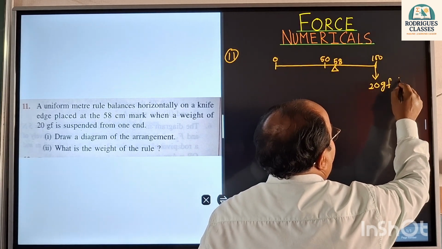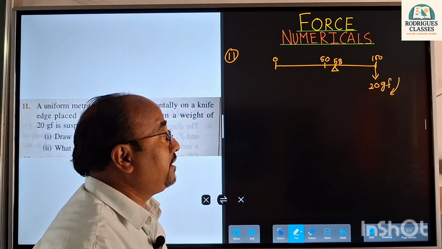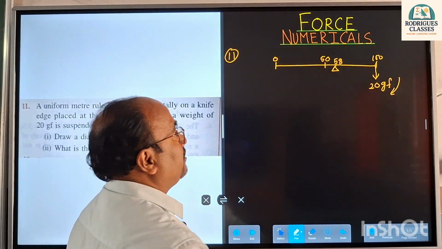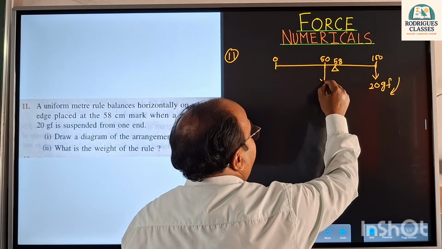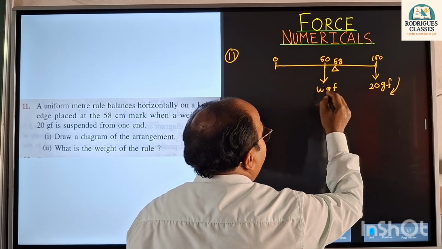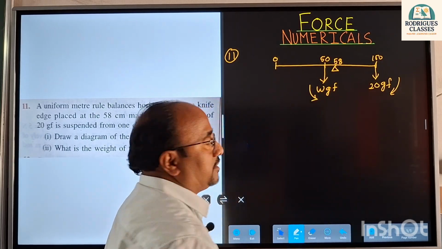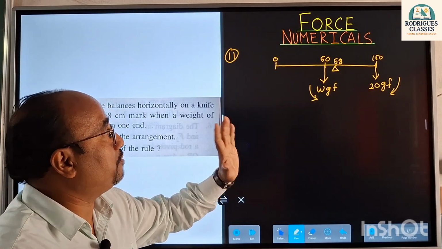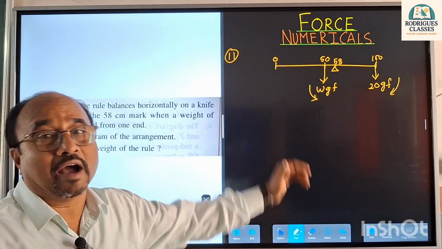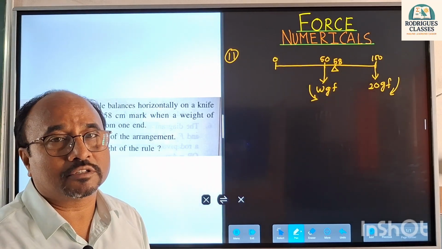So this will try to turn it clockwise, and the weight will be taken from the center of gravity, which is 50. We have to find this. So I will write here W GF. This will try to turn it this way. This is the complete diagram. So this diagram is important. It will fetch you 1 mark if it is a 2-mark sum.